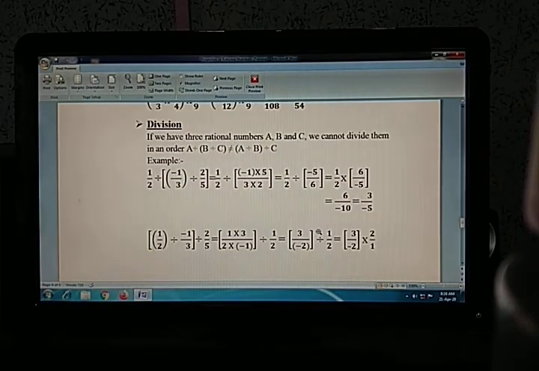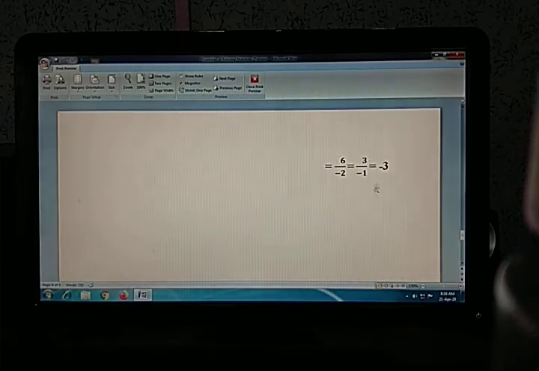Now division, again, it does not hold. Here is one example, you can see. The first case, the answer that we get here is 3 by minus 5, and here we get the answer is minus 3.